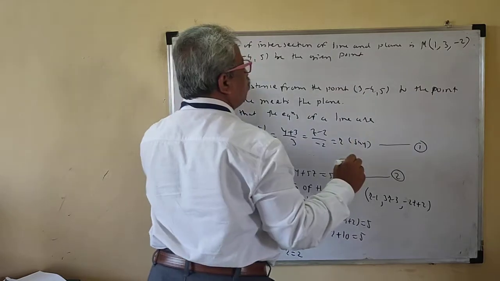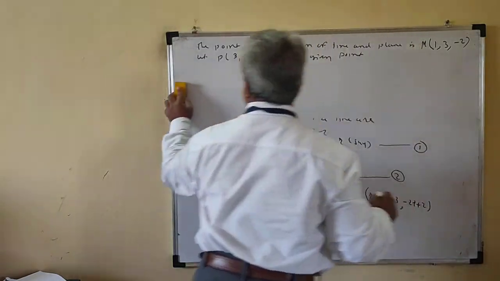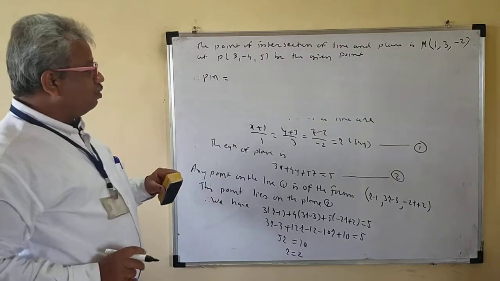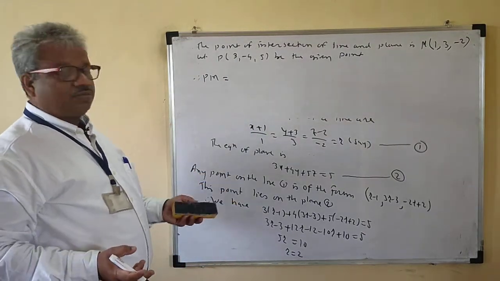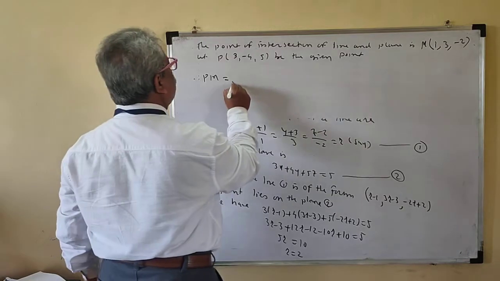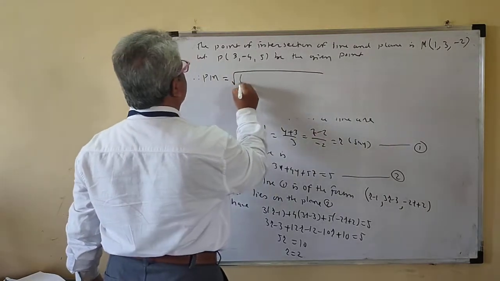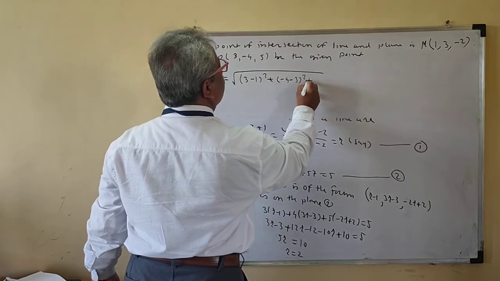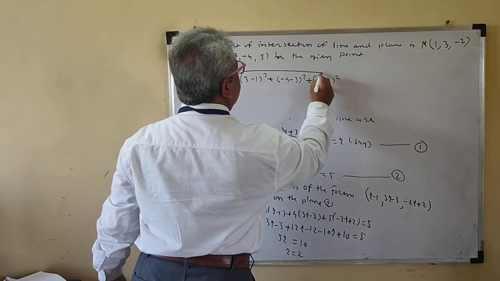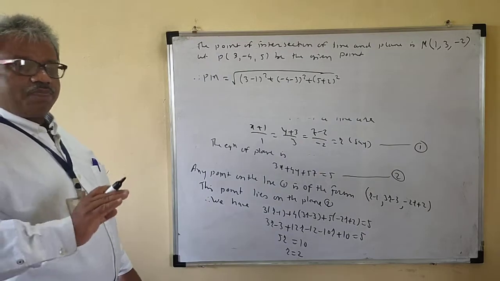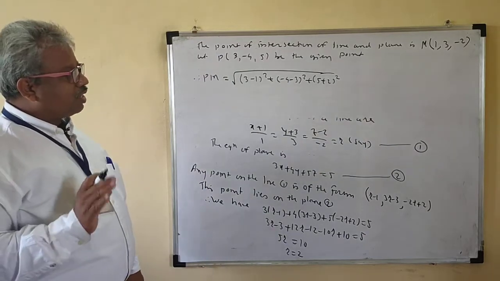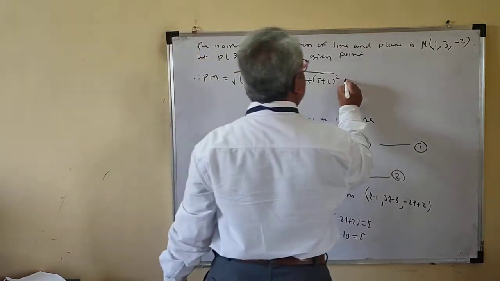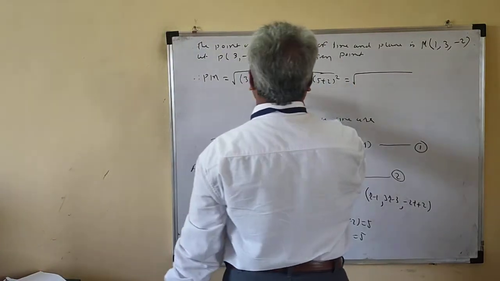And what you want is to find the distance from this. So PM is equal to, we got a point of intersection of this. So PM is equal to the root of, after the distance formula, (3 minus 1) square plus (4 minus 3) square plus (5 plus 2) square. I have subtracted P from M; you can subtract M from P, it doesn't matter.